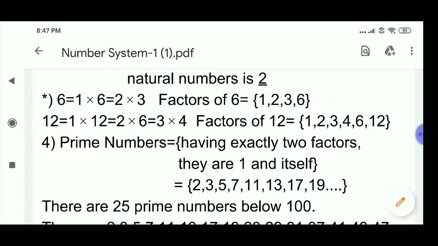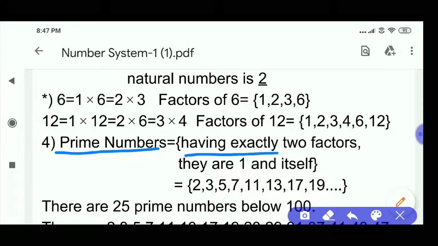So, let us come to the most important definition. Prime numbers. What are prime numbers? The prime numbers are having exactly two factors. They are 1 and itself. They don't have more than two factors. For example, 2, 3, 5, 7, 11, 13, 19, and so on.